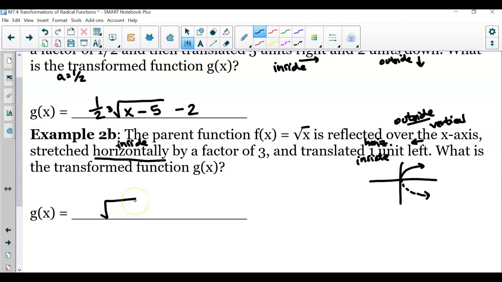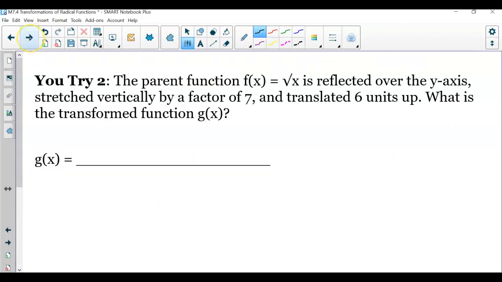So remember, vertical is outside, horizontal inside. So here I've got the square root, reflection over the x, but because that's vertical, outside, I need that negative on the outside. Then we have a stretch horizontally, so that's going to be on the inside. But now remember, anything inside is opposite. So this is not 3, but 1/3. Then 1 unit to the left. So again, inside in parentheses to keep the 1/3 separate, because this is inside, not x minus 1, but x plus 1. Go on and pause the video and try the you-try on your own.